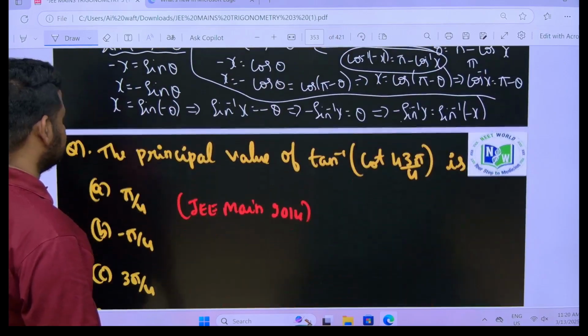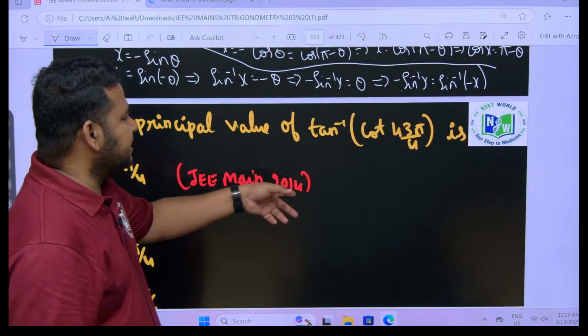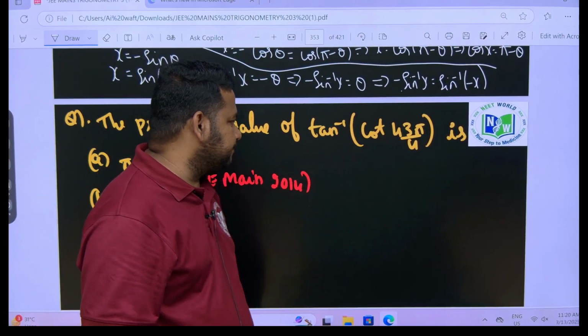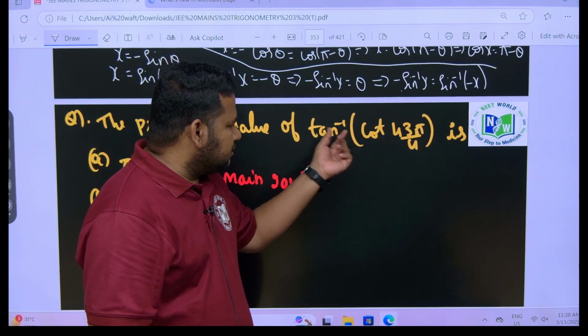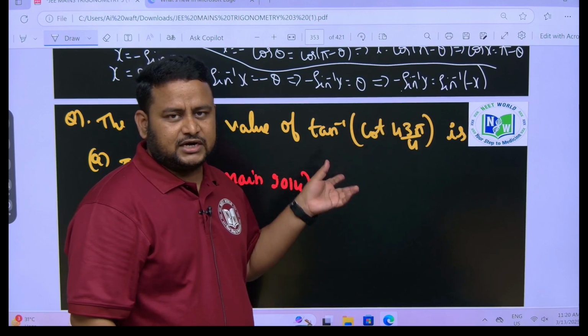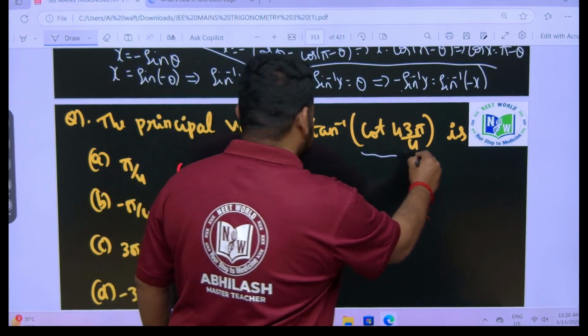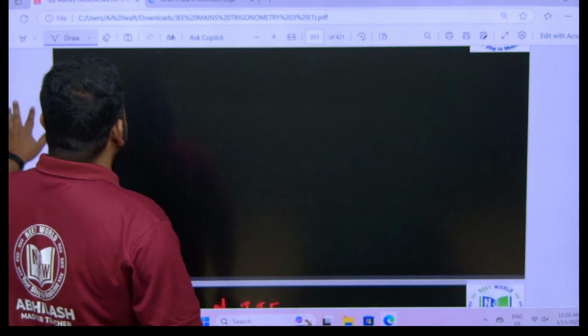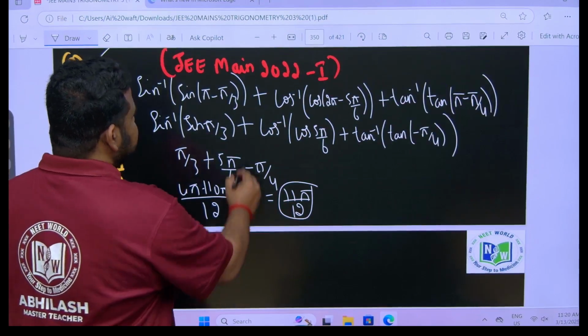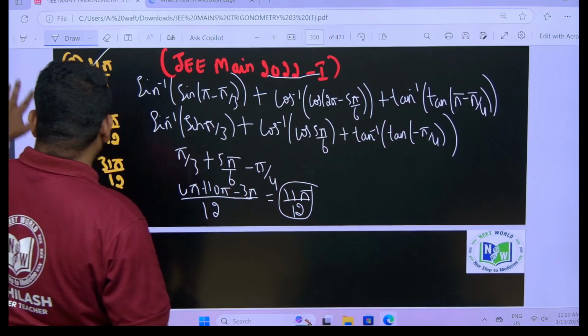Let us have a look at the next question. The principal value of tan inverse of cot 43 pi by 4. Some people will try to convert cot in terms of tan, and then try to solve this question. This was asked in JEE Mains 2014. The previous one which we solved was JEE Mains 2022. Very simple question. Okay, next question.